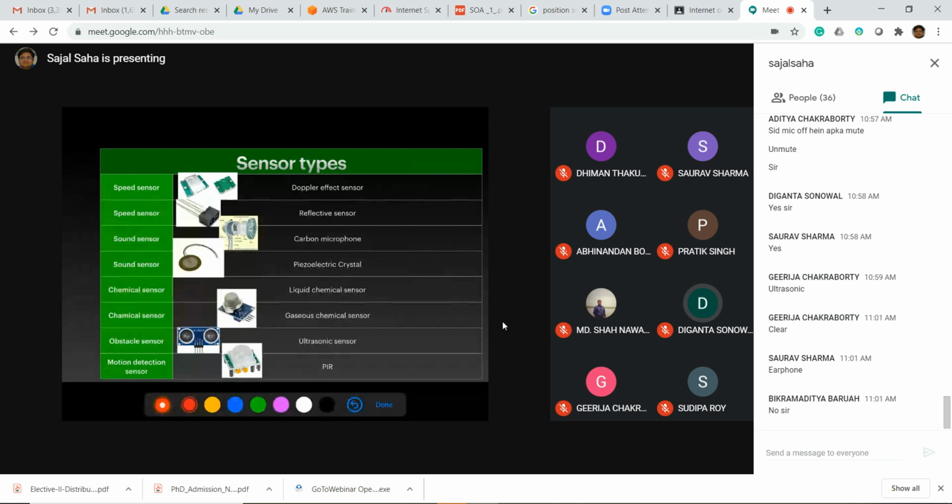Exactly. Saurabh has written, in earphone. In earphone we have seen that. So basically, how it works, how your sound is being taken.